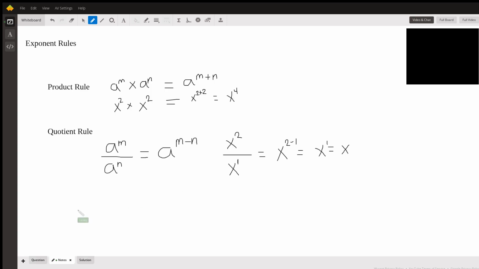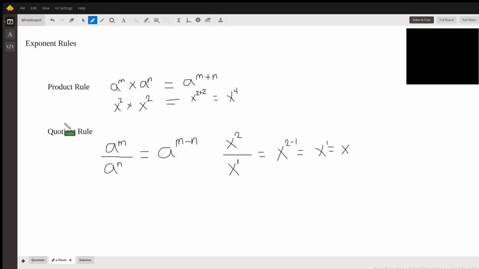Just a couple notes to remember. These are very important to solving this problem and any problem with exponents. The first one is the product rule. So you have basically an exponent multiplied by another exponent. An example would be, let's say you have x squared times x squared. The product rule says you add these two exponents. So you add 2 and 2 to get 4.